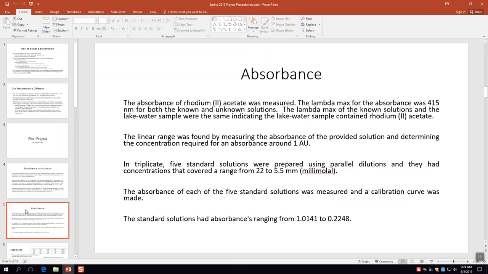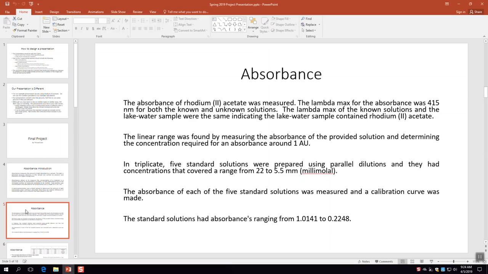We found that the lambda max was 415 nanometers for both the known and unknown solutions, and the fact that the lambda max is the same for both the unknown and the lake water solution, or rather the known solution and the lake water solution, indicates that both of them contain rhodium acetate. We know that the solution we made did, so the fact that the lake water has the same lambda max indicates that it's likely the same material.